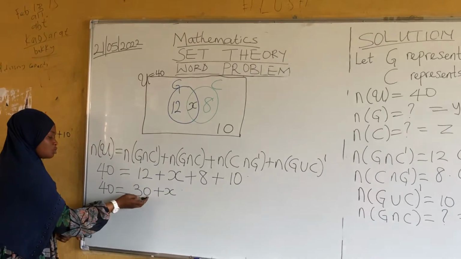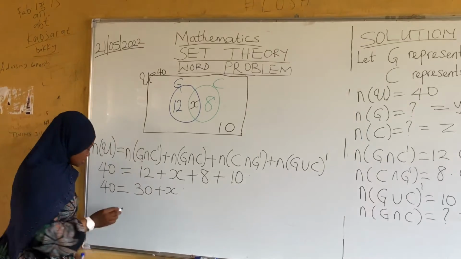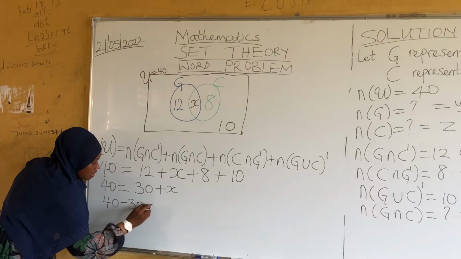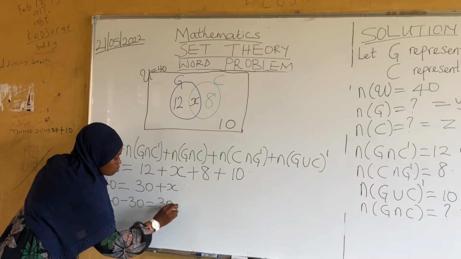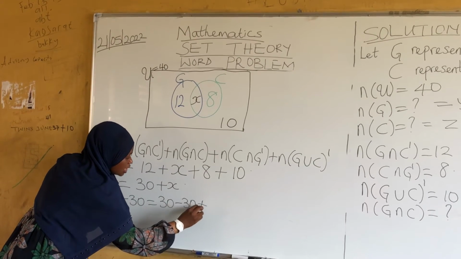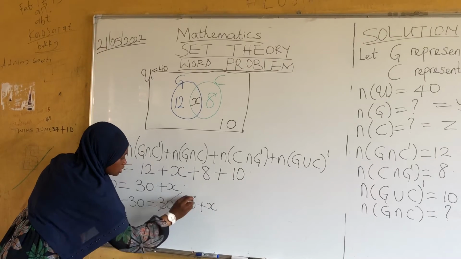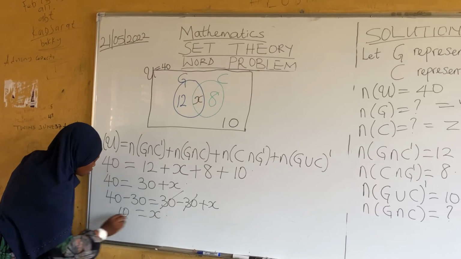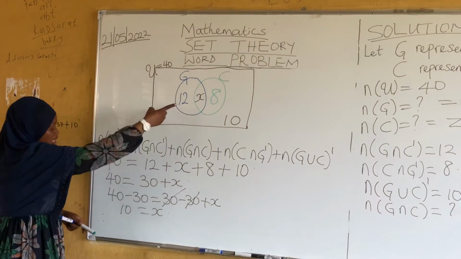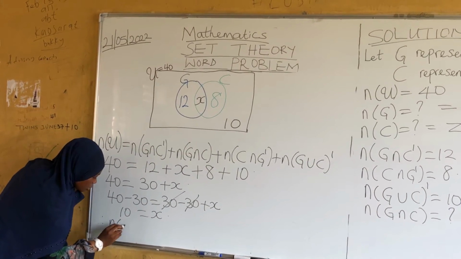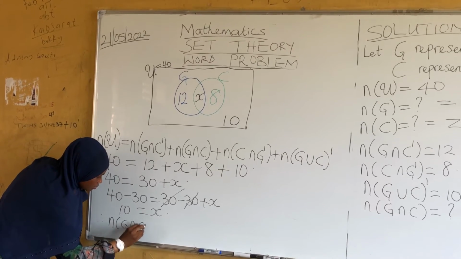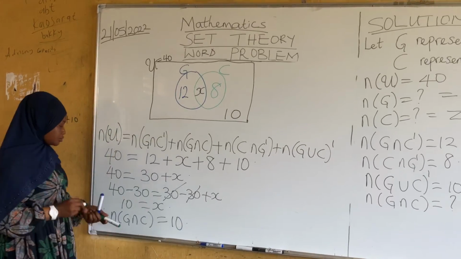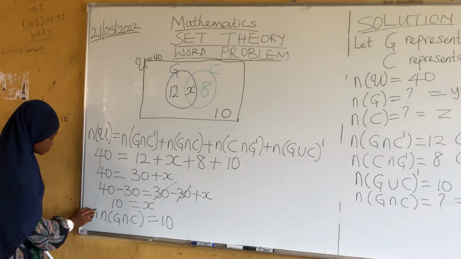We want to make X the subject of the formula. That means we have to subtract 30 from both sides. So 40 minus 30 is equal to 30 minus 30 plus X. So this one cancels out. We have 10 to be equal to X. So therefore, those that have traveled to both countries is equal to 10. So that is number 1.